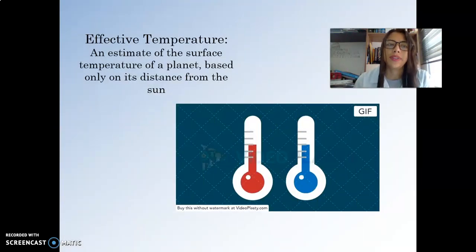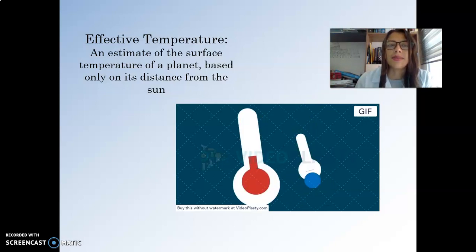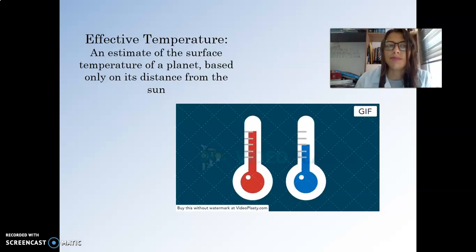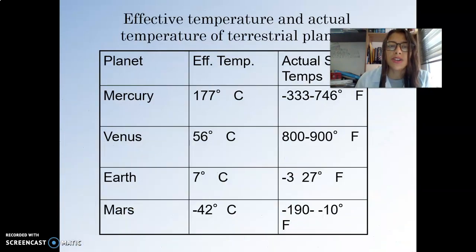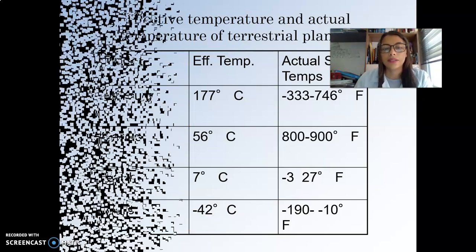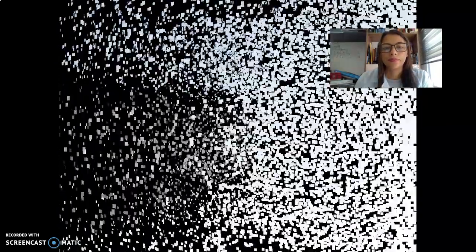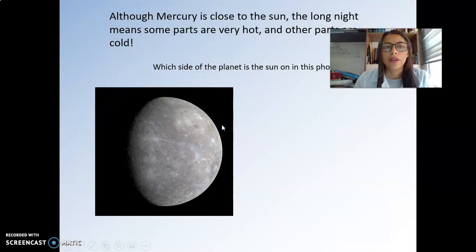Effective temperature. The effective temperature is an estimate of the surface temperature of a planet based only on the distance from the sun. According to this information, we can say that Mercury is the hottest planet, then Venus, Earth, and Mars. Although Mercury is so close to the sun, it has long nights, and some parts are very hot, and other parts are really freezing.